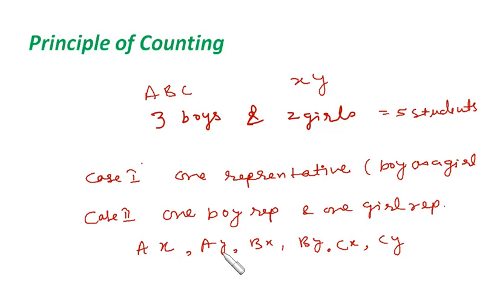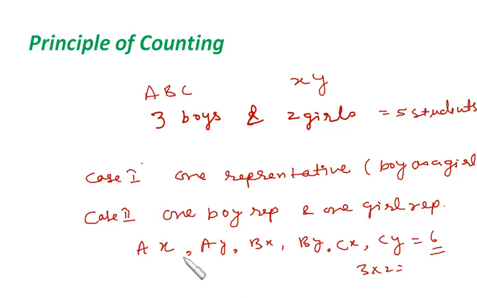So how many options are there? 1, 2, 3, 4, 5, 6. So we have 6 choices, or I can say 6 combinations of representatives where one is a boy and the other is a girl. Now here in this case, how do I get the 6? It's these 3 into these 2, right? 3 into 2. So 3 into 2 is 6. So this is what the principle of multiplication is.